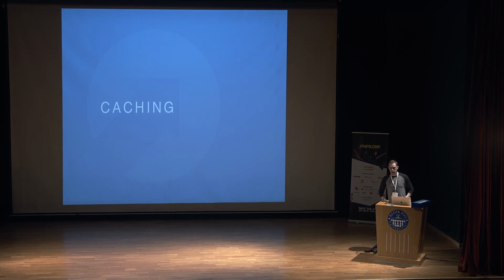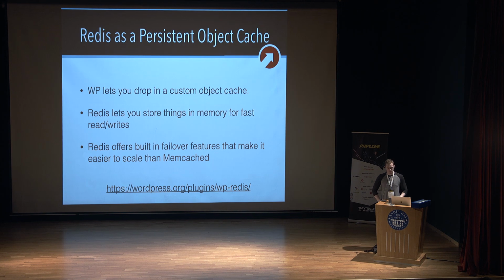So the first thing I'm going to talk about is caching. What we recommend is using Redis as a persistent object cache. WordPress by default does not enable any sort of persistent caching, but it does provide you with an API for dropping in various caching layers. You can drop in a custom object cache. I'm sure most of you know, but Redis lets you store things in memory for fast reads and writes. It also offers built-in failover features that make it pretty useful, which is why we use it over something like memcached. At the bottom, I have a link to a WordPress plugin that we often use for using Redis on our WordPress projects.